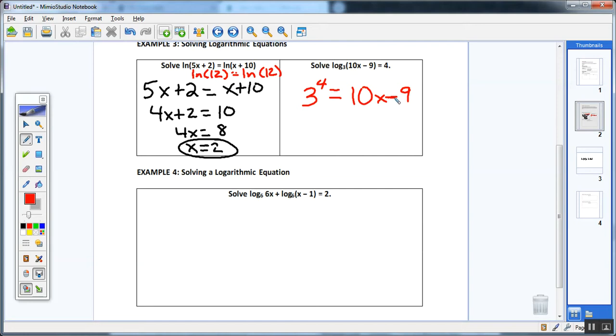10x minus 9? Well, I have a question. Take a look at that 3 to the 4th part. Yeah, I can evaluate 3 times itself 4 times. It is 81. So now I'm at the point 81 equals 10x minus 9, kids. Hey, that's a 2-stepper. What do you guys get when you solve for x? 9, you bet. X equals 9 when you solve this, okay?